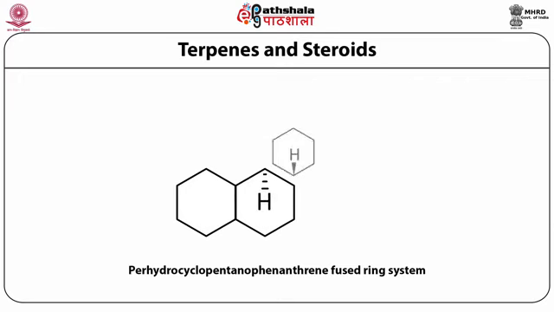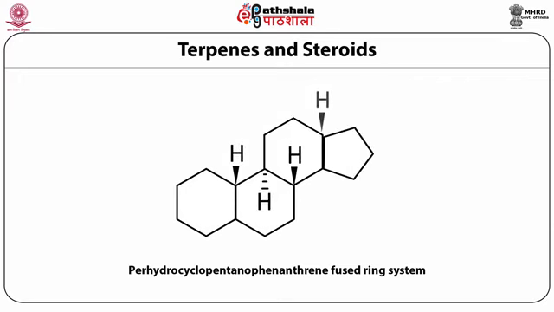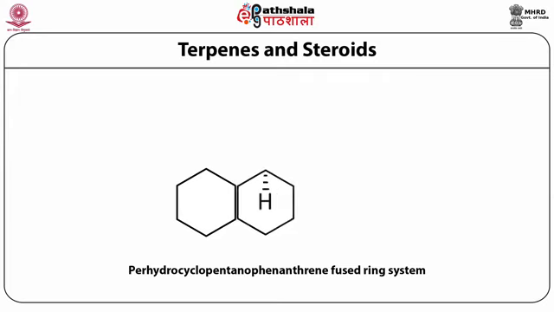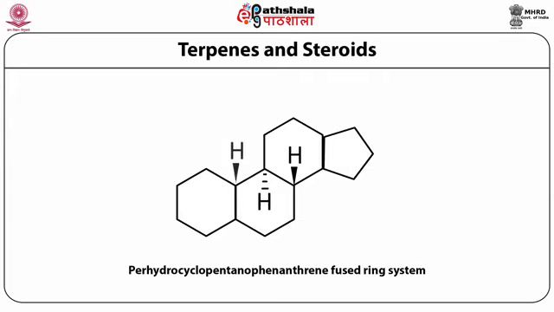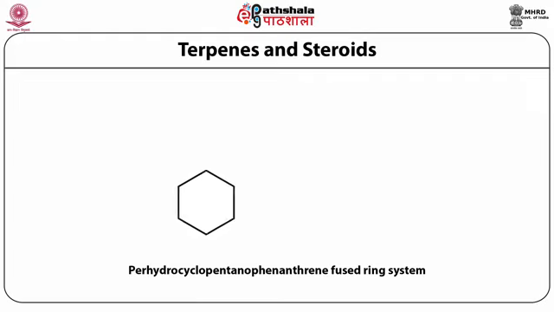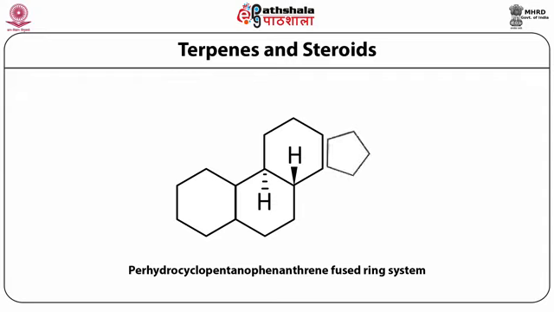Other important classes of lipids are terpenes and steroids. Many essential oils are terpenoids. Vitamin A, the visual pigment, and many plant pigments are terpenoids. Thus again terpenoids constitute a very heterogeneous class.